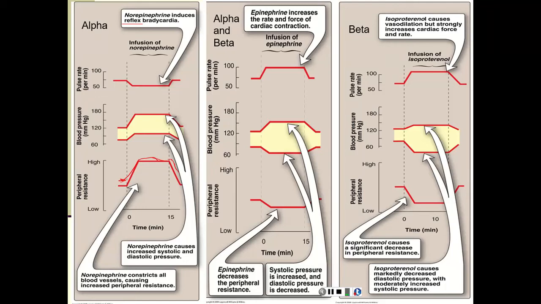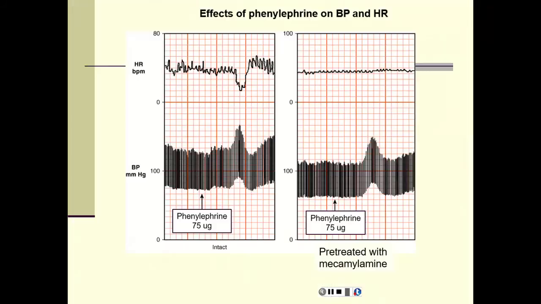And the beta effect shown in the third panel, which is mostly manifested as an increase in heart rate, shown here, and an increase in pulse pressure, and a big decrease in vascular resistance, which means vasodilation, which turns out later we found it was a beta 2 receptor mediated effect.